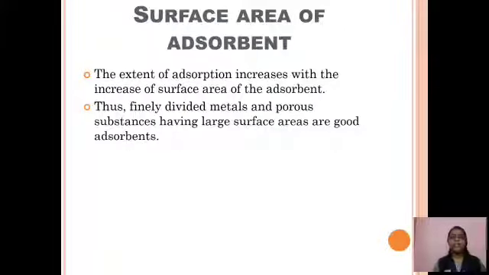And next is the surface area of adsorbent. If the surface area is increased, the amount of adsorption also increases. So finely divided metals and porous materials also help in increasing the adsorption phenomena because they provide more surface area for the adsorption.